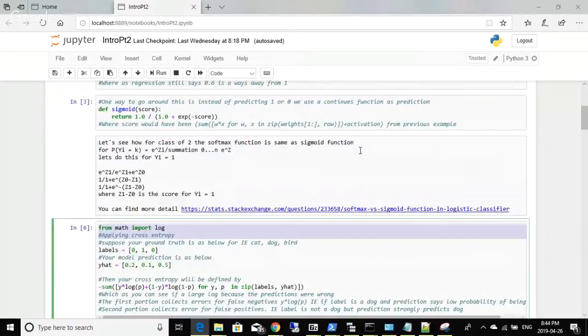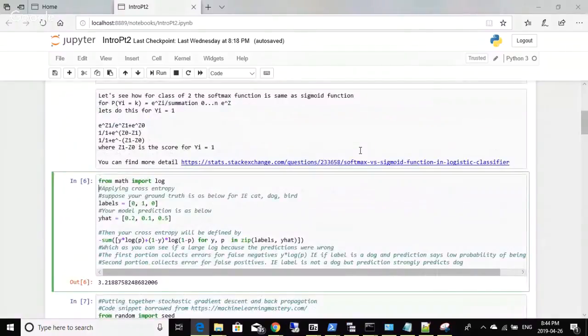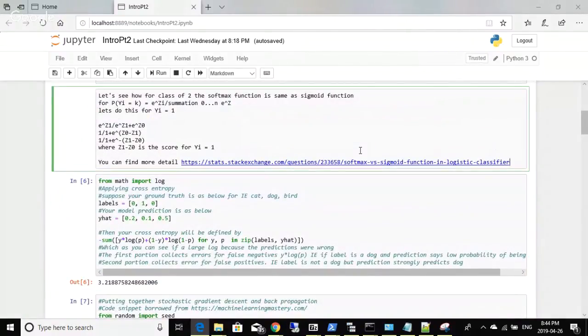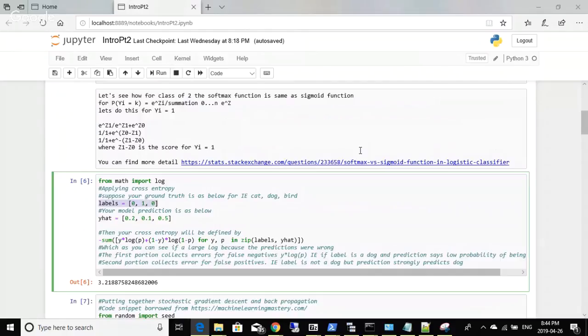Okay, so there's also a section on cross entropy. I'm just going to go through how cross entropy will have been applied in your code. Suppose you have labels like this. This is your label, right? 0, 1, 0, and your model prediction is like this. This will give you a very high log loss. Okay. This is an example of multi-class cross entropy.